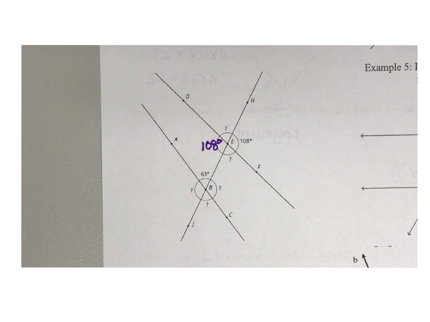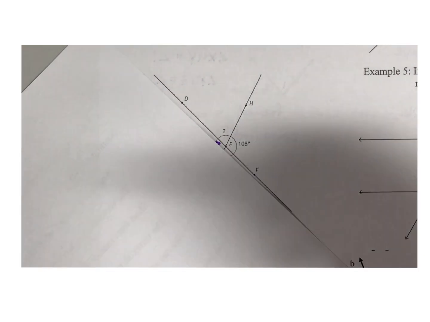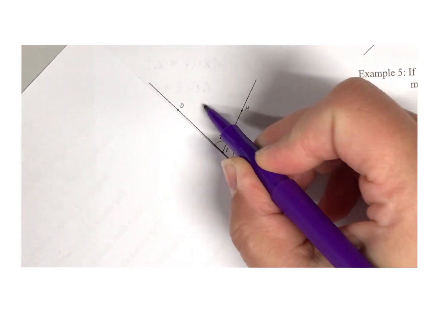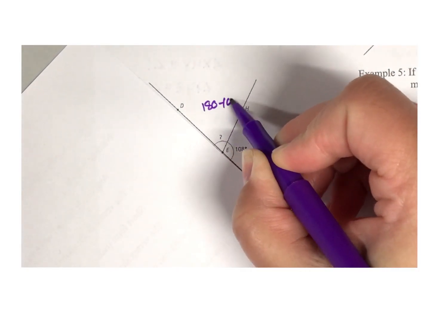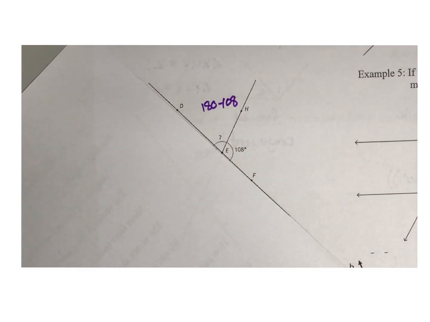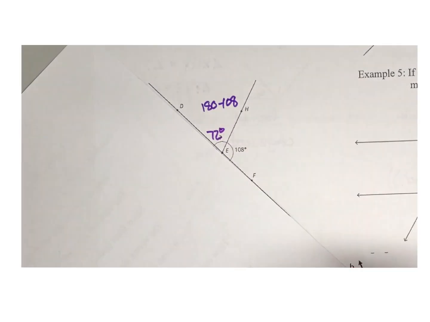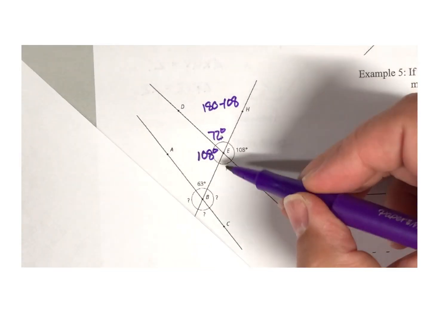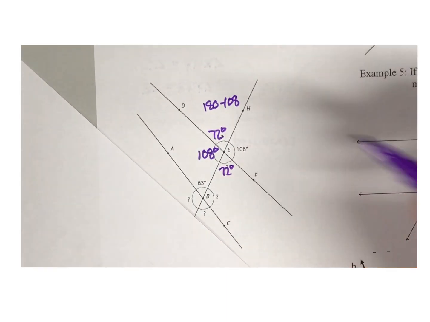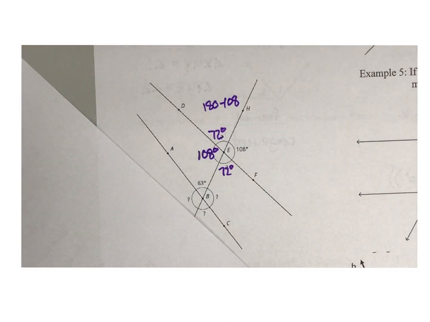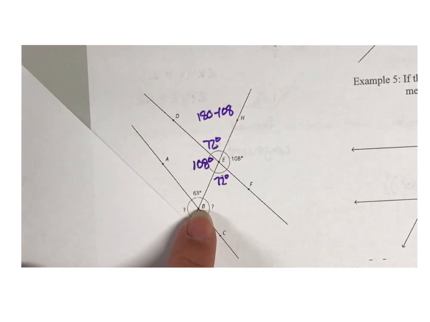And then again, I'm going to make a straight line. A straight line is 180. So I'm going to find this one up here. I'm going to say 180 minus 108. Grab a calculator. 180 minus 108. That's 72 degrees. So then across from it is also going to be 72 degrees.